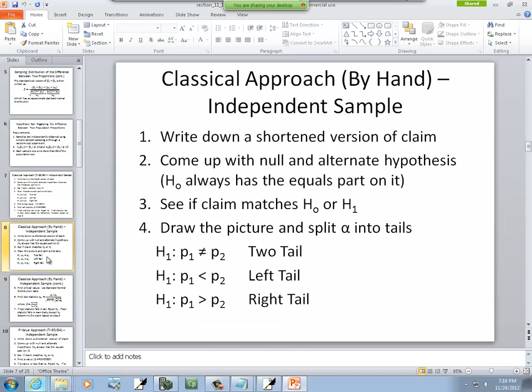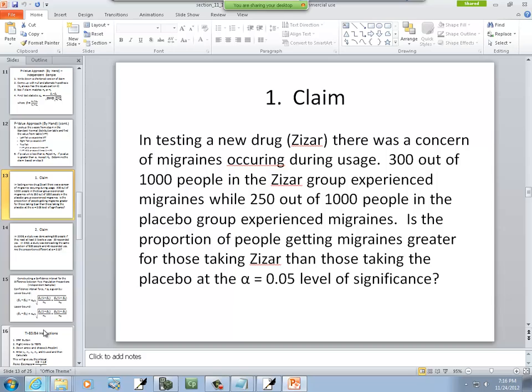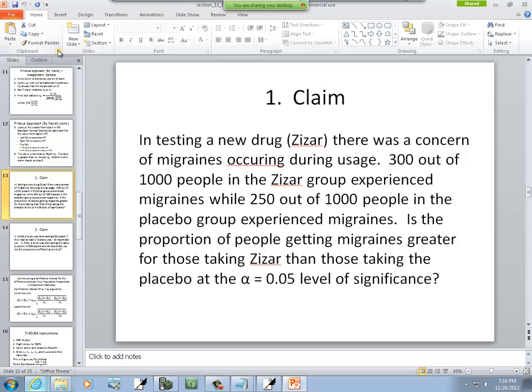I'm not going to go over these next steps. I'll skip down. Let's go to our claim. I made this up, so it probably isn't very good. I'm not very good at making these problems up.